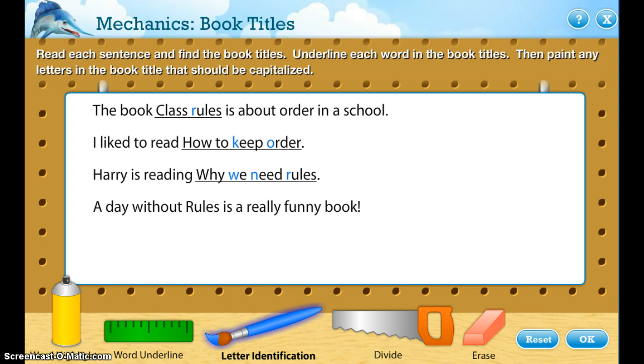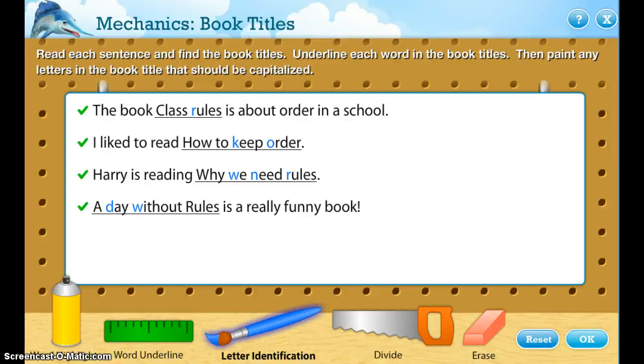The last one, A Day Without Rules, is a really funny book. The title of the book, A Day Without Rules, and I need to capitalize day and without, and A is capitalized because it's the beginning of the sentence. And also, we would capitalize it because it's the beginning of the title of the book.